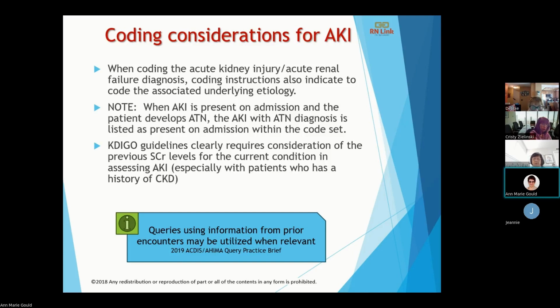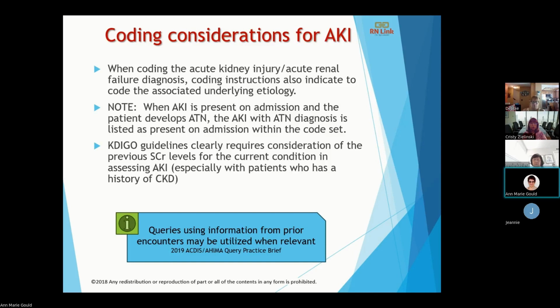A nephrologist was called in at that time because their serum creatinine kept going up. Their eGFR kept dropping. They don't know what's going on. That's when a nephrologist comes in. Now they have ATN with AKI. Okay. The KDIGO guidelines clearly require consideration of the previous serum creatinine levels for the current condition in assessing AKI, especially with patients who have a history of CKD. So you always want to look at the KDIGO guidelines too, to see what they're saying.